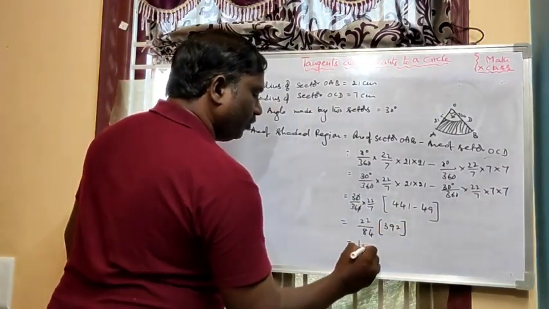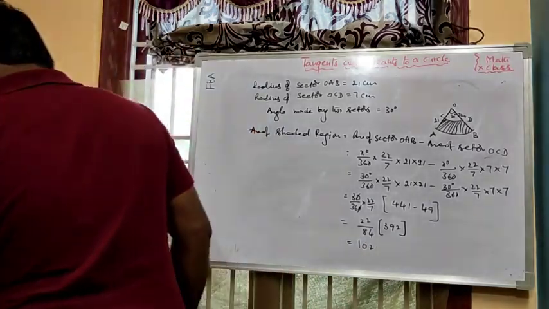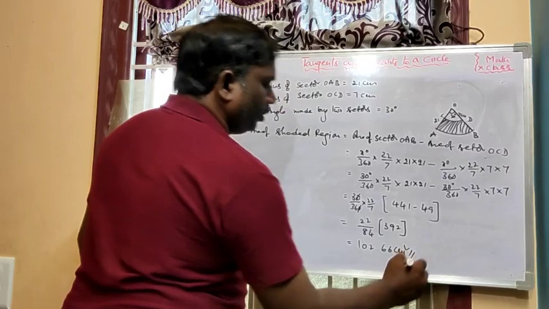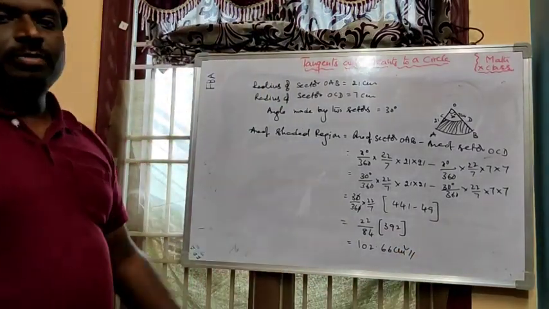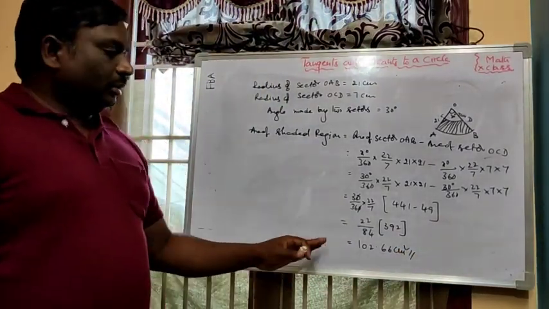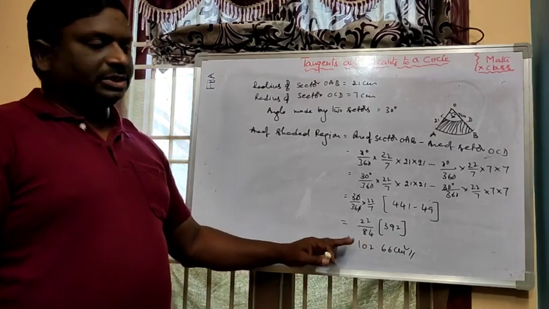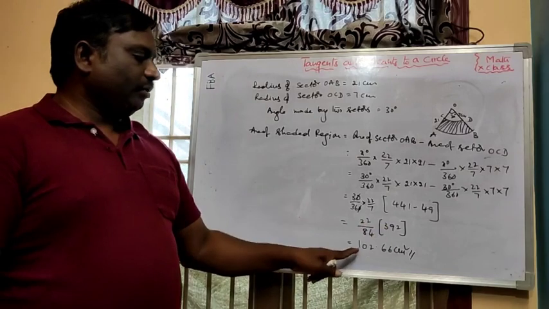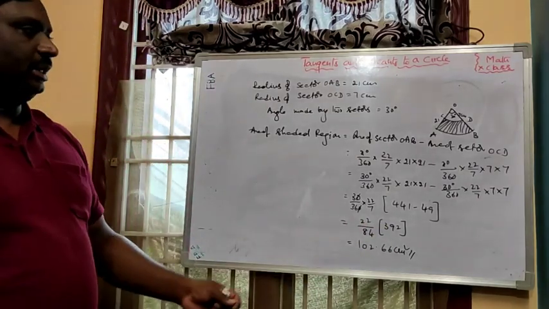Do the simplification, 102.66 centimeters square. I'm not doing the calculation part here, as I already said, because it will take more time. That's why I'm giving the calculation part to you. Do the cancellation. Finally, you'll get 102.66 centimeters square.